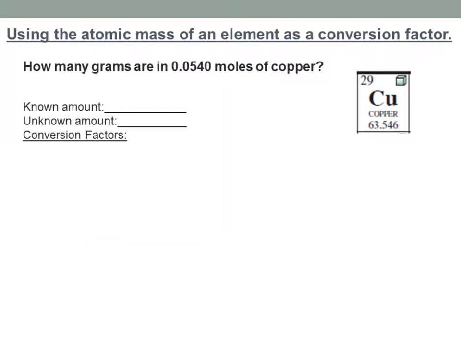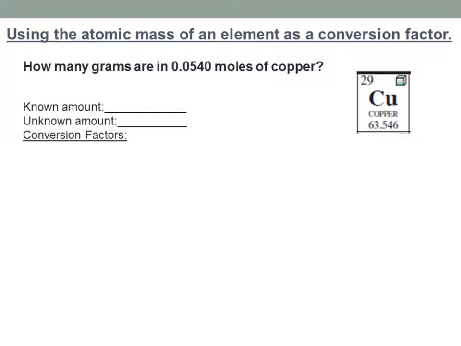So I like to organize my information like this. If I'm being asked a question like how many grams are in 0.054 moles of copper, first I just organize my information with the known amount, the unknown amount, and the conversion factors that I think I'm going to need. And the trick with all of these problems is that I'm going to need to use some sort of molar mass. And I'll show you what I mean in a second.